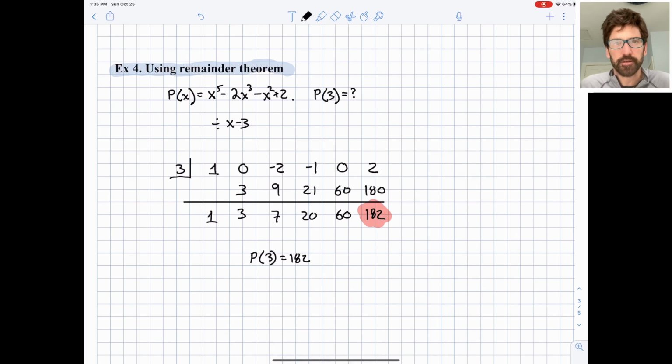And I'm certain that you could check that on your own as an exercise, that if we were to evaluate this function by plugging in a 3 for each of those x terms, we'd get a 182. That's a great place to stop right there.